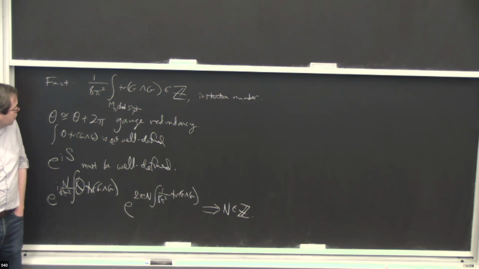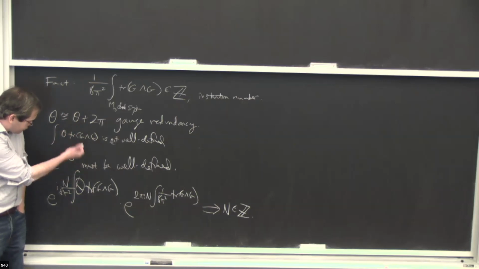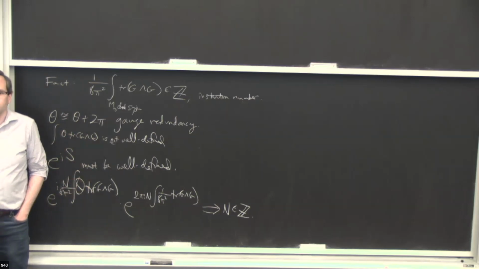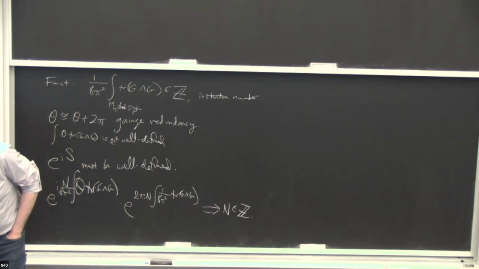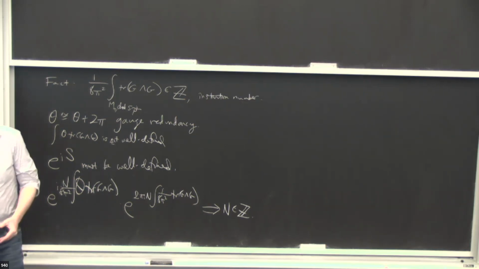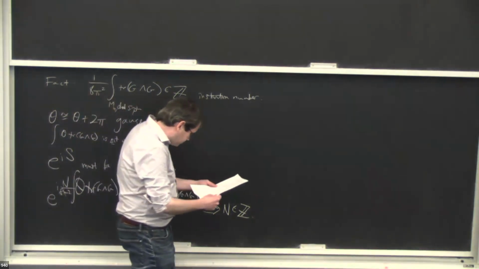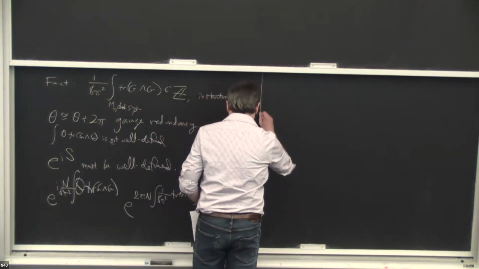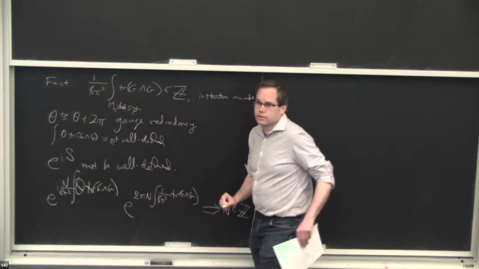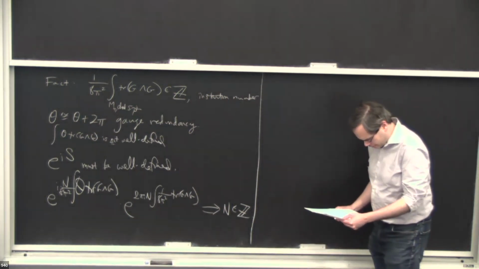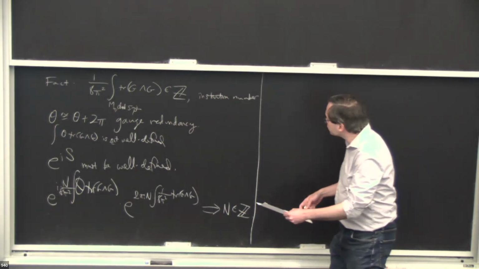Okay. So axion couplings to gluons have to have some quantized integer in front, or the path integral just doesn't make sense. We don't have a well-defined form. Okay, so if there were no questions about that, let me give you another fact.